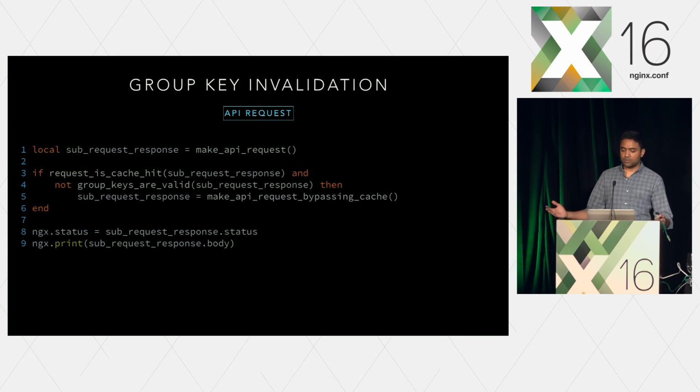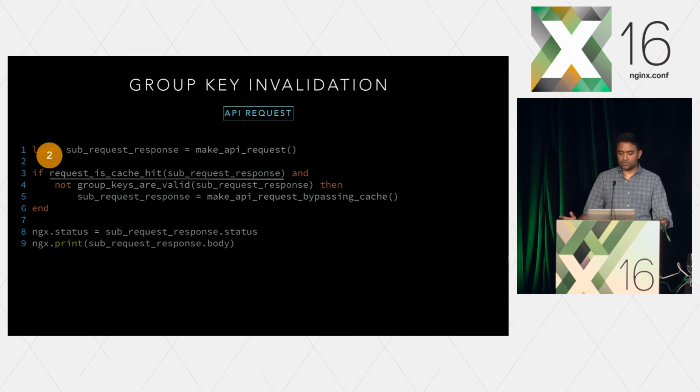So what does an API request look like? This is, again, overly simplified just to convey the concept. The first step is when we say make API request. What that does is it fires off an internal sub request to the second location that has the proxy cache. And once that request comes back, all the things that happen behind the scenes are just handled by Nginx. And when that sub request finishes, it yields back to this line of code.